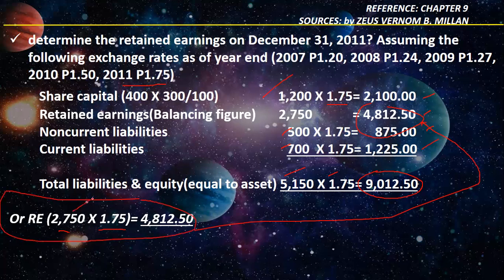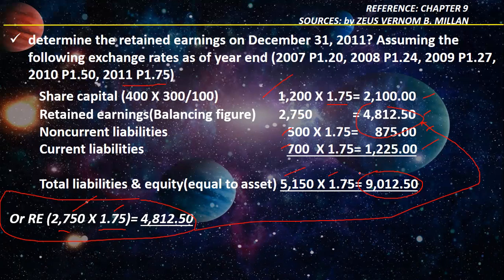If you already computed the retained earnings in foreign currency, the balancing figure we restated earlier in the second question, then you can multiply it immediately by the exchange rate. Or you can also do the computation this way: go over everything, restate what needs to be restated, mostly the non-monetary items, multiply by the exchange rate. Then after the balance of total equity and liabilities, that is your balancing figure, our retained earnings.